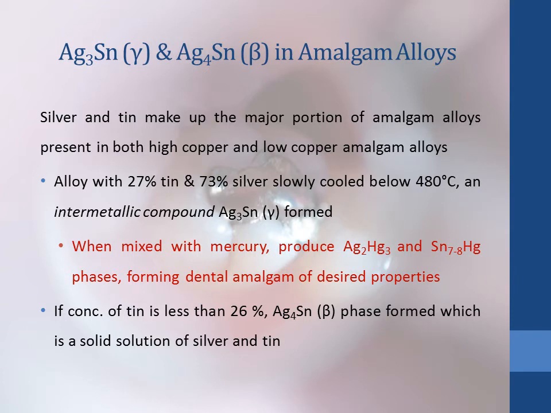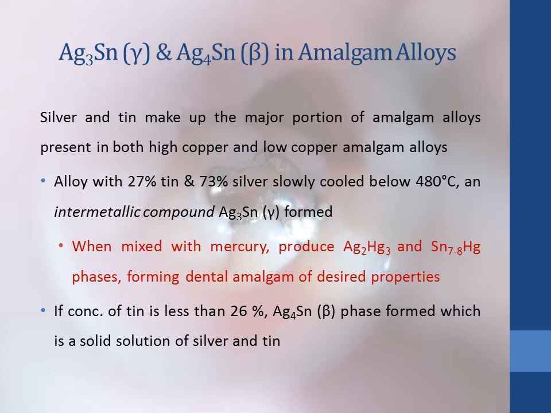Now let's discuss the phases one by one. Silver and tin make up the major portion of amalgam alloy, present in both the high and the low copper amalgam alloys. Alloy with 27% tin and 73% silver, slowly cooled below 480 degrees C, forms an intermetallic compound, as we discussed, which is silver tin, also known as gamma.